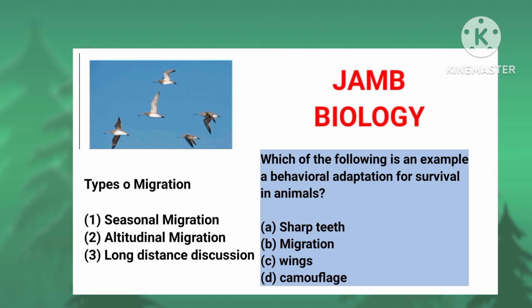By migrating, animals can: 1. Find food, reach areas with abundant food sources, ensuring sustenance and energy. 2. They can breed and reproduce, access suitable breeding grounds, increasing chances of successful reproduction.